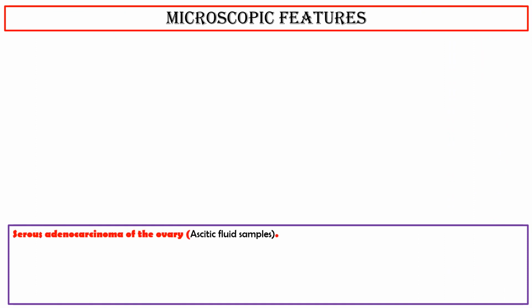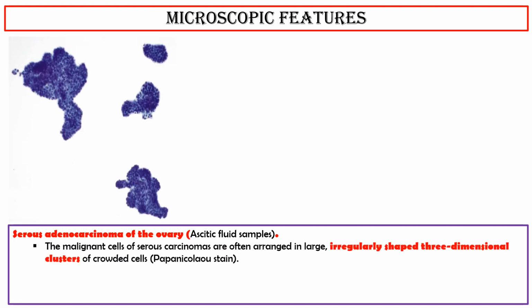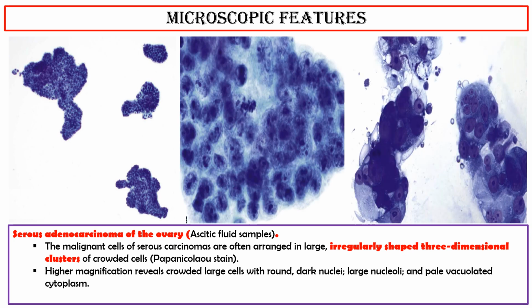Serous adenocarcinoma of the ovary, ascitic fluid sample. The malignant cells of serous carcinomas are often arranged in large, irregularly shaped three-dimensional clusters of crowded cells. Higher magnification reveals crowded large cells with round, dark nuclei, large nucleoli, and pale vacuolated cytoplasm. Mitoses are often present.